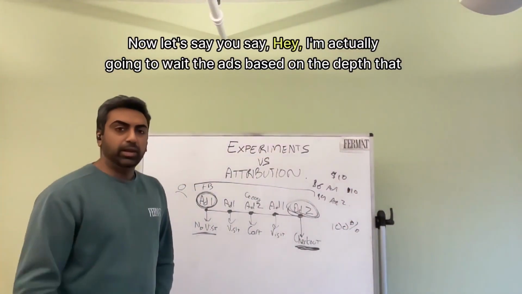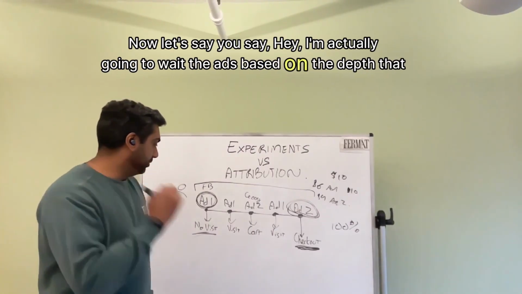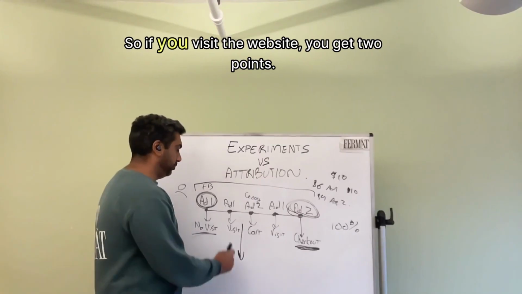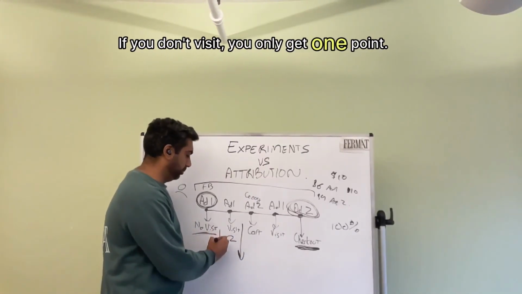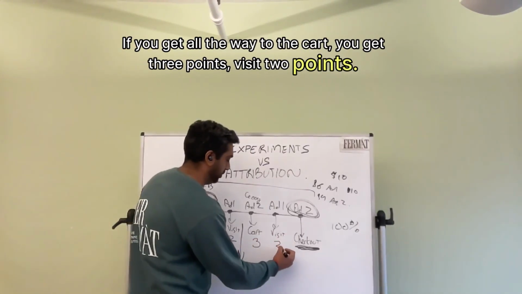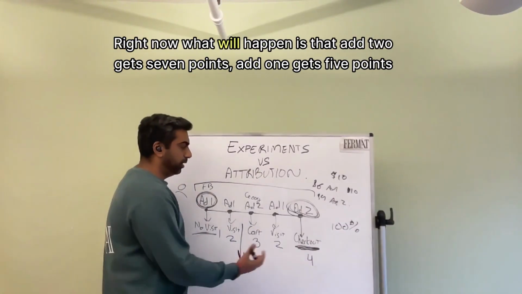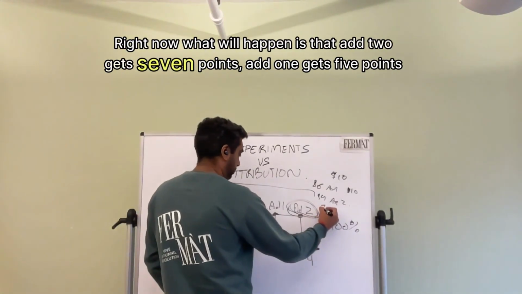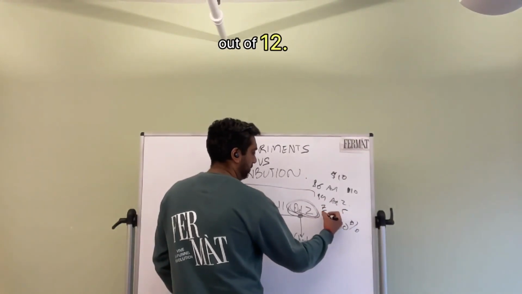Now let's say you say, hey, I'm actually going to weight the ads based on the depth that you go into in the funnel. So if you visit the website, you get 2 points. If you don't visit, you only get 1 point. If you get all the way to the cart, you get 3 points. Visit is 2 points, and then the checkout is 4 points, right? Now what'll happen is that ad two gets 7 points, ad one gets 5 points out of 12, right?